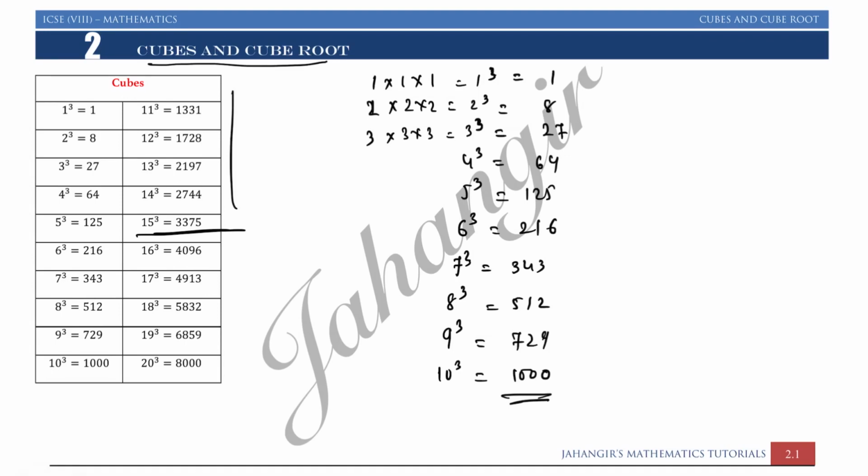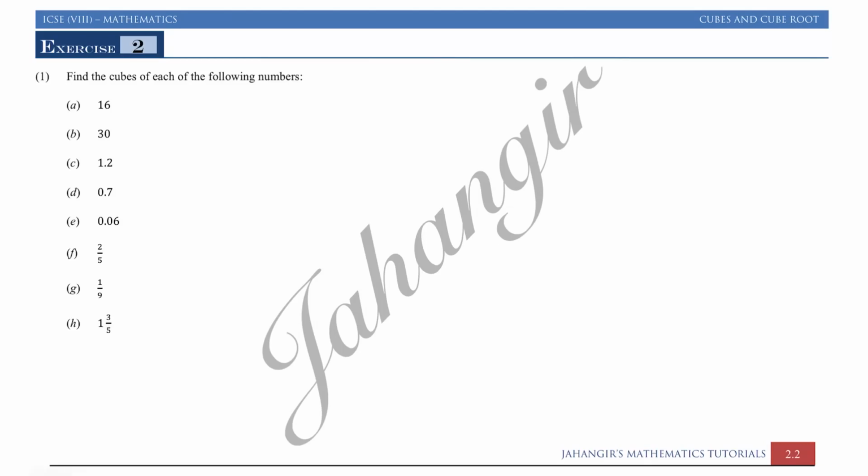Now we will start with exercise. This is the small chapter and it's very simple chapter. Once you are done with the square roots, this is quite simple. Comparison with the squares and square roots. Now you have to find the cubes of each of the following numbers.